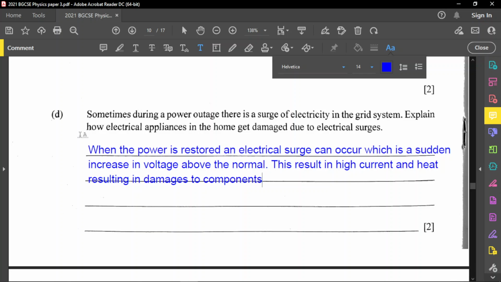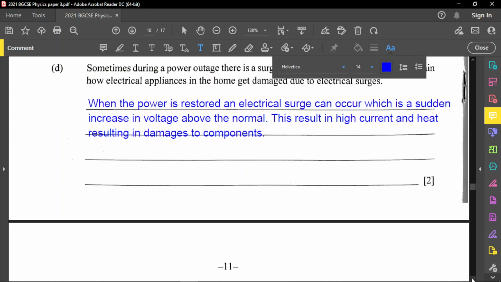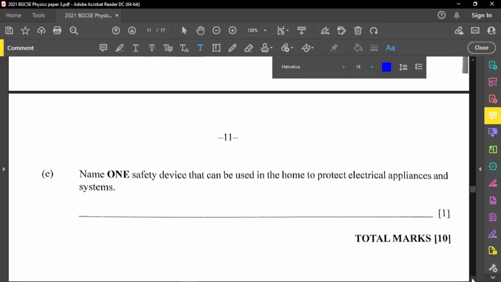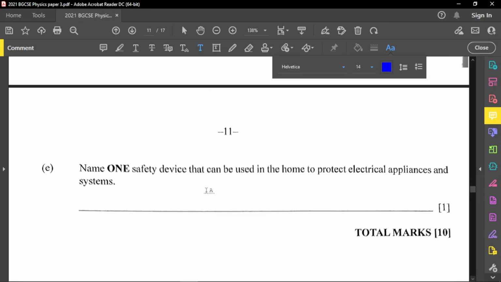If you have a fuse that can handle it or can break, then the fuse may protect the components. But generally, a surge will affect the smaller components first and burn them out. Because of high current, because the current is above the normal rating, it burns out those components and then they become damaged. So this is the last part of this question.